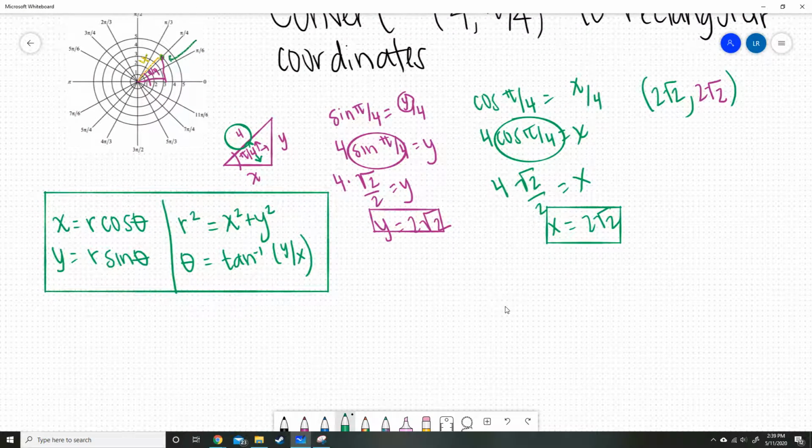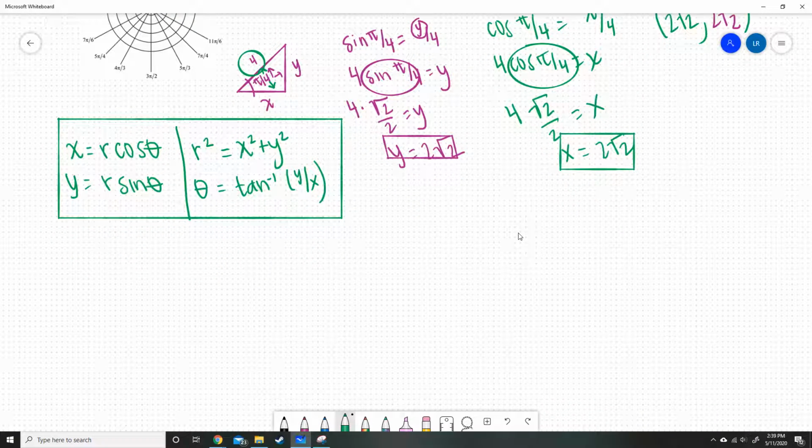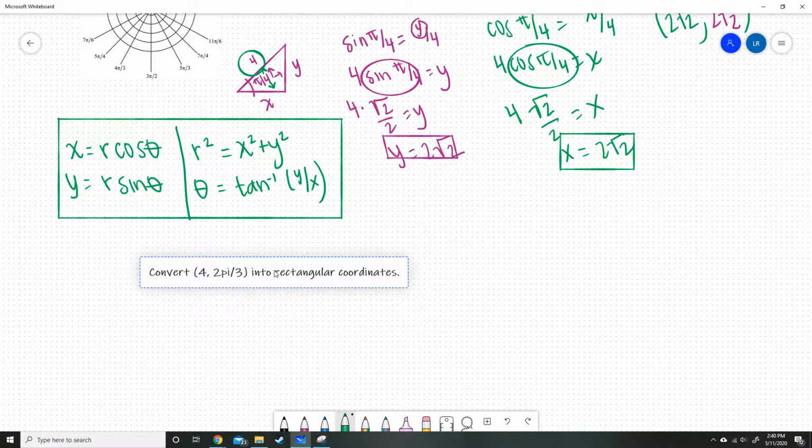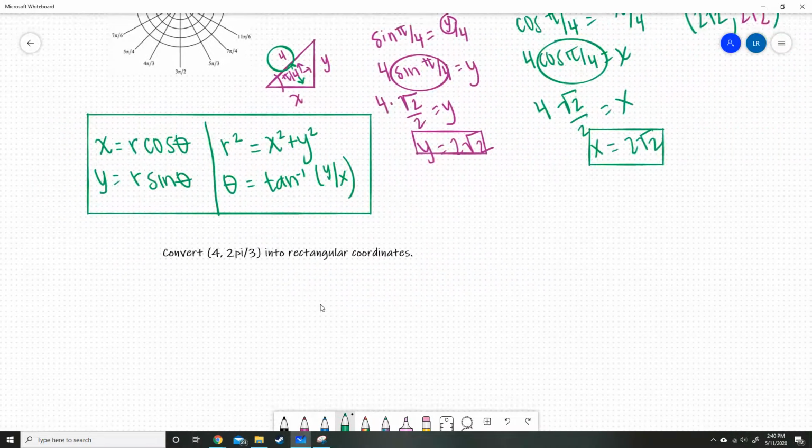All right, I would like you to try one. So I would like you to convert (4, 2 pi over 3) into rectangular coordinates. Go ahead and pause the video here and try that on your own.